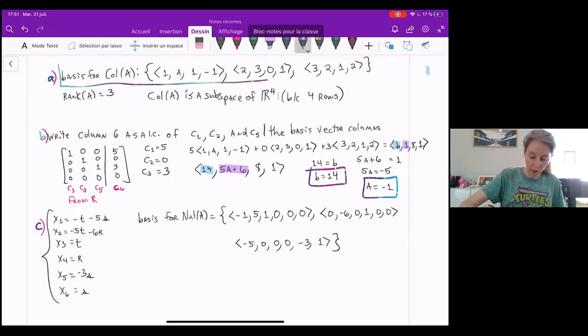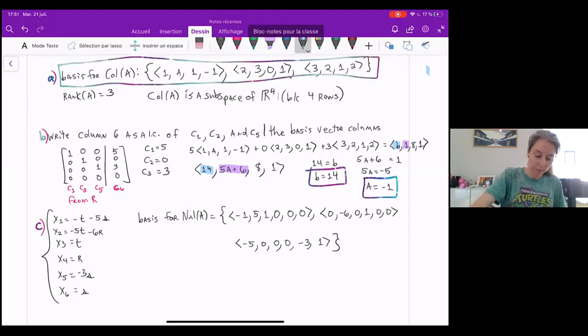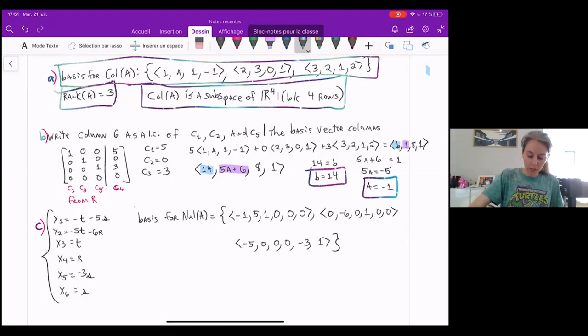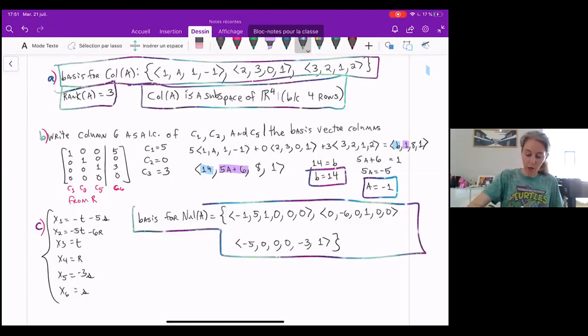Actually, let's square the basis for the column space up here, and the rank, and we know what it's a subspace of. So this is my basis for the null space, where this is just my t vector. It came from taking the coefficients of t in my parametric equation. This is my r vector, and this is my s vector, taking the coefficients of r and s respectively.